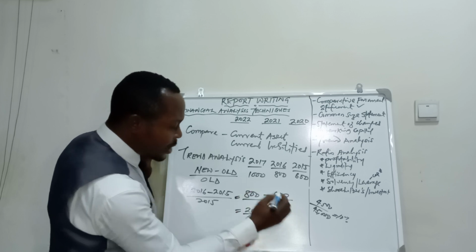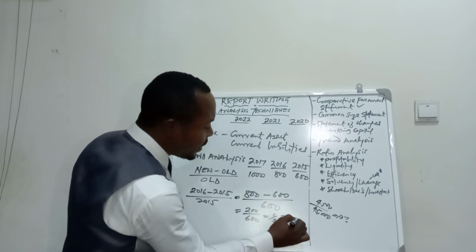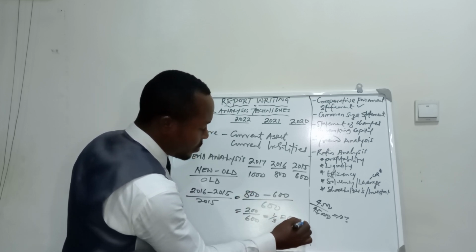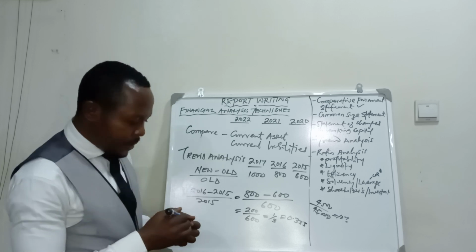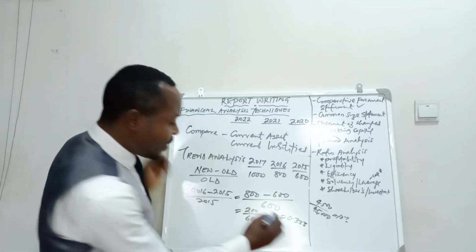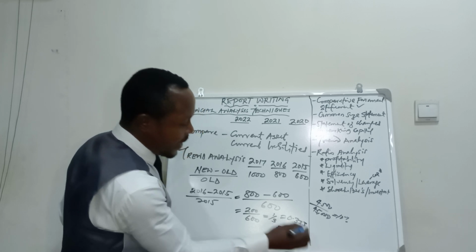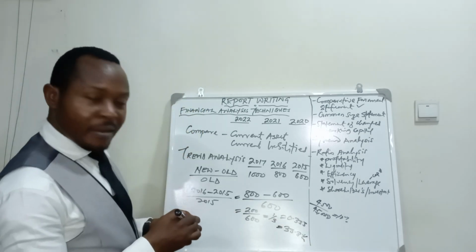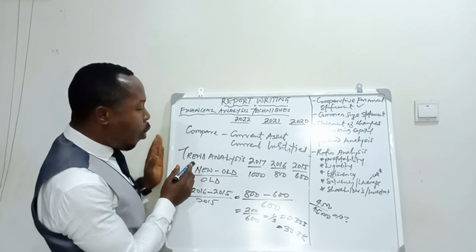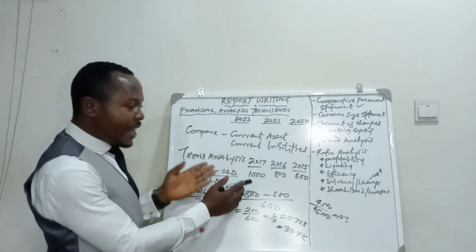Now, the answer you are likely to have here is 0.333. I hope this is clear to us. And it is otherwise known as what? 33.3%. This is the work of trend analysis.